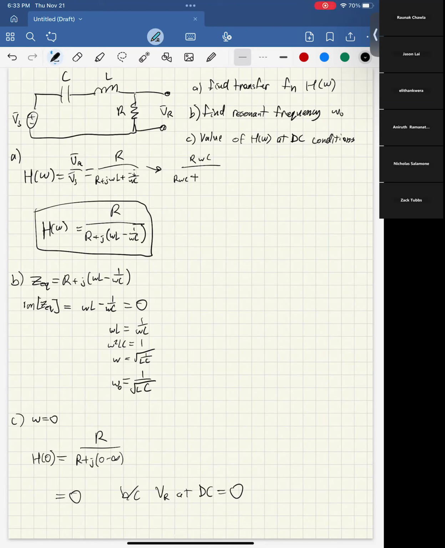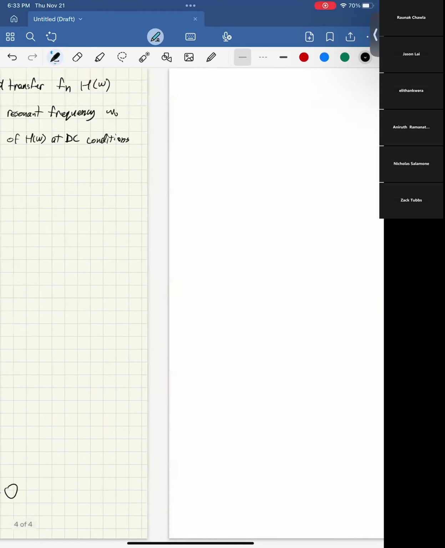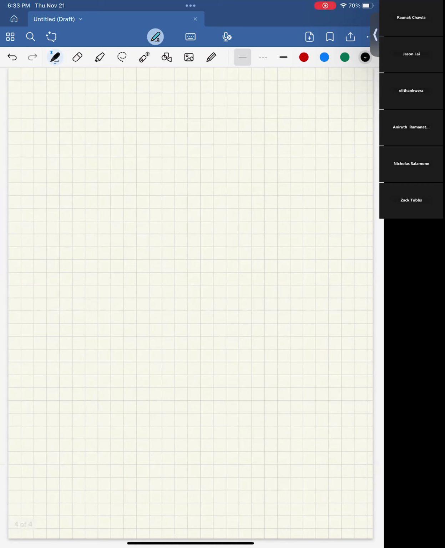Okay. What can I do next? Yeah, I'll do this one next. So we got h of omega equals j omega LR over 2r squared plus j 3 omega LR.